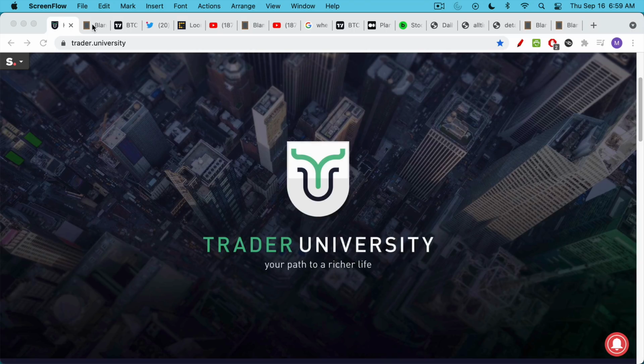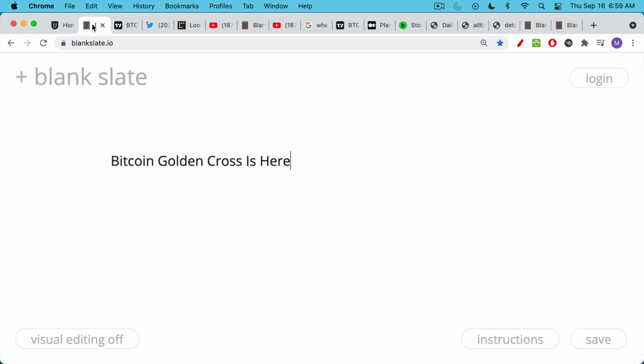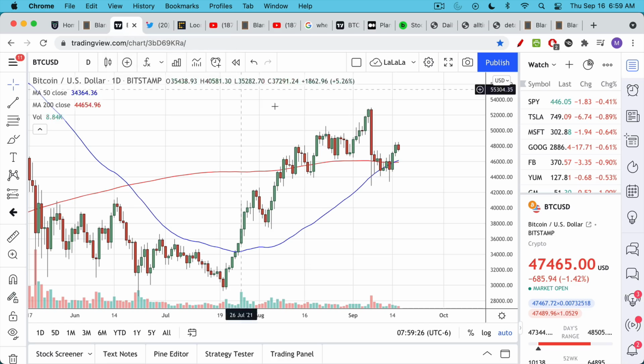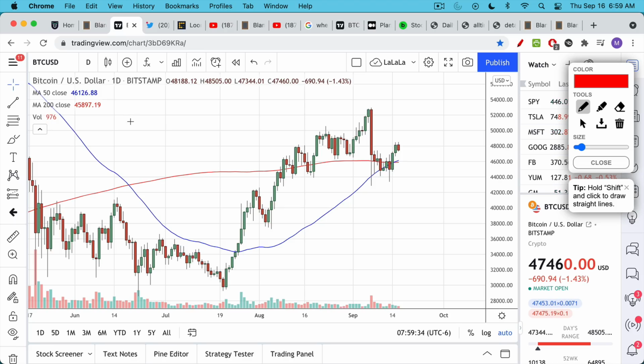This is Matthew Cratter from Trade University, and today I want to talk about the golden cross that just happened on the Bitcoin daily chart. For those of you who don't know what a golden cross is, I have here a daily chart of Bitcoin versus the US dollar. We have two lines drawn on it.